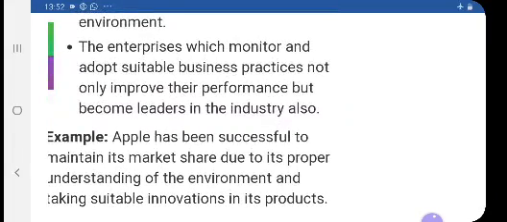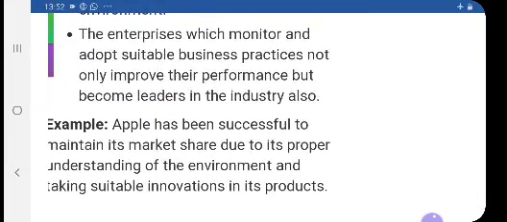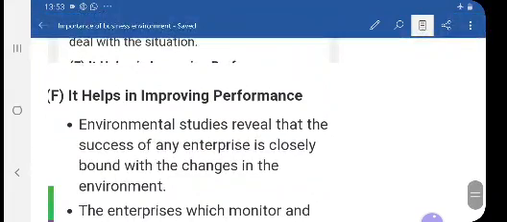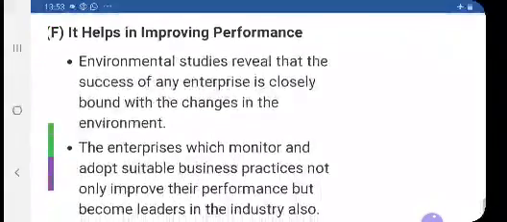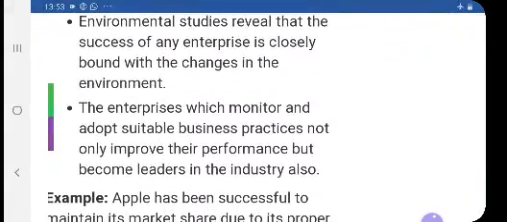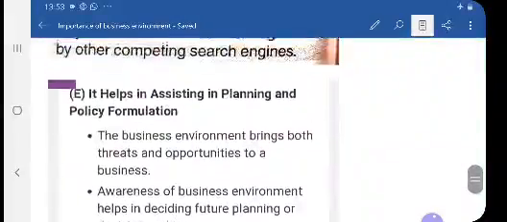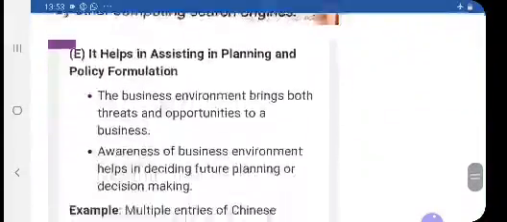Like, Apple has become successful in maintaining its market share due to its proper understanding of the environment and taking suitable innovations in its product. Why is Apple in so much demand? Whatever price is charged by Apple, people are ready to pay just because they know the performance of that product, that brand. And this leads to increased profitability of the organization.